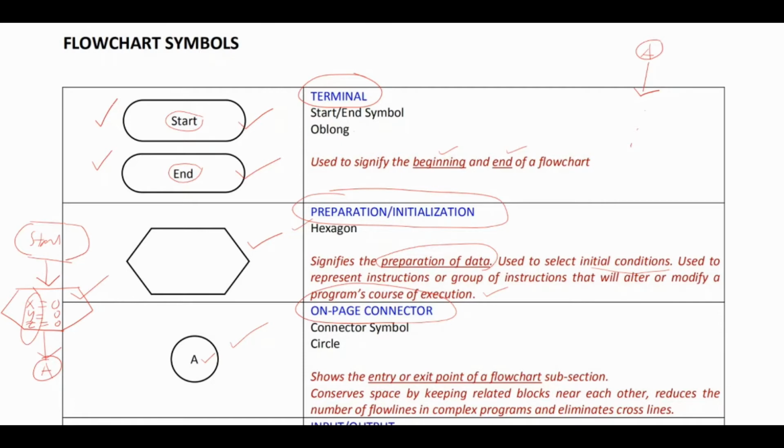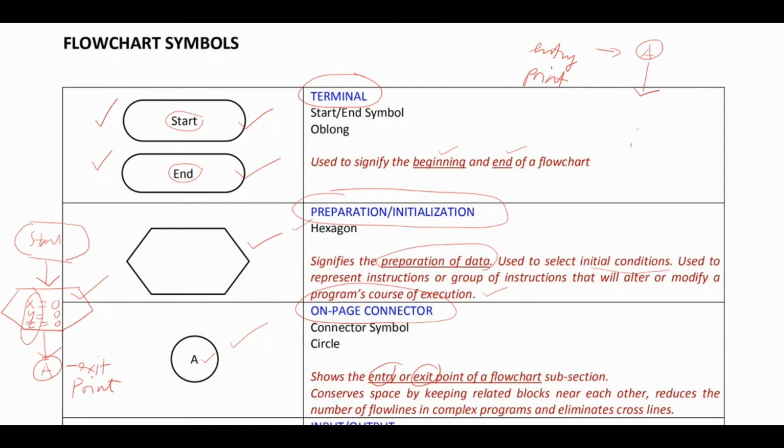It shows the entry or exit point of a flowchart. On this side, it is the exit point of the on-page connector, while on the top right it is called the entry point. This one here is the exit point, and here it is an entry point. So it shows the entry or exit point of a flowchart subsection. This conserves space by keeping related blocks near each other, reduces the number of flow lines in complex programs, and eliminates cross lines.